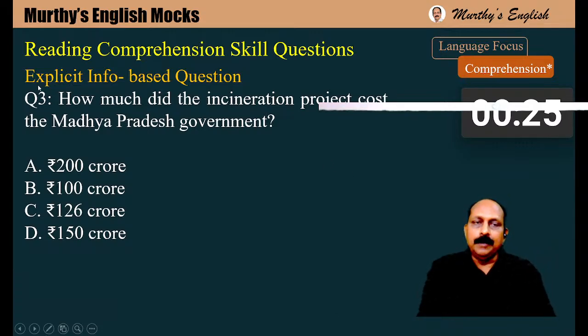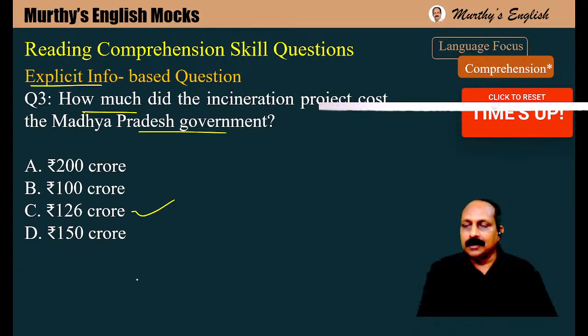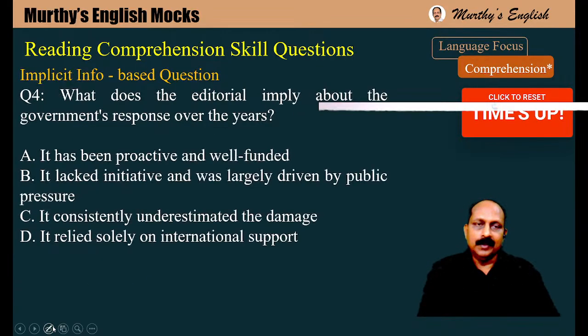Explicit info based information means mentioned in the passage. Easy to answer. How much did the incineration project cost the Madhya Pradesh government? 200 crore, 100 crore, 126 crore, 150 crore. Answer is... yes. Your time is up. C is the answer. 126 crore.